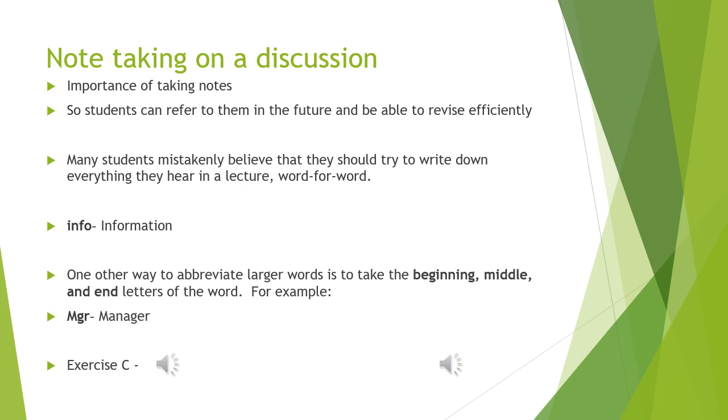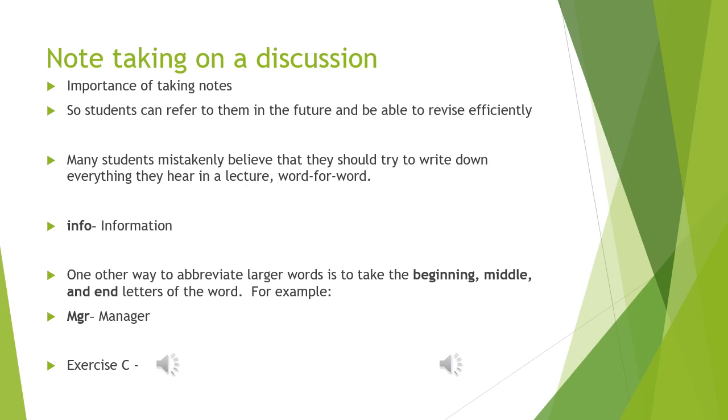Like I said before, you don't need to write everything down when you're taking notes. You write down the key information, keywords, main points, give examples. And you can make abbreviations. What do we mean by abbreviations? Look at the screen. Information, we write info. Info means information. We're saving time. We don't need to write the whole word.